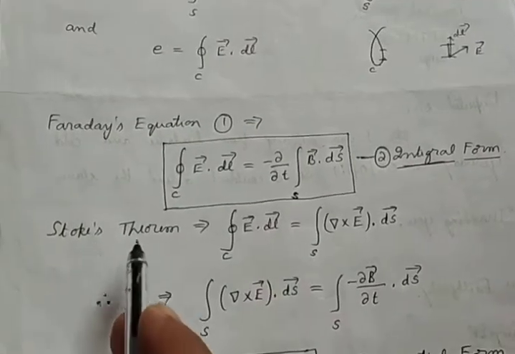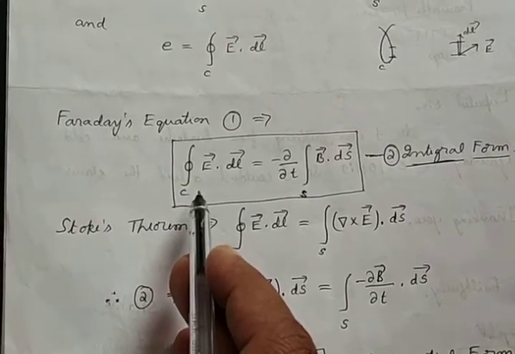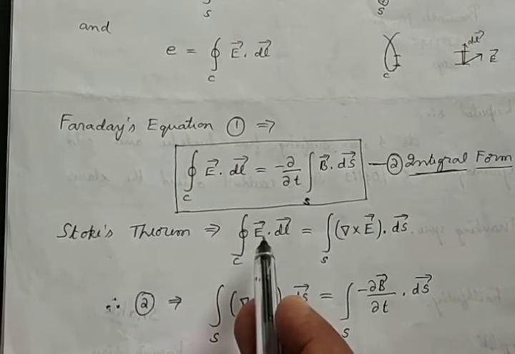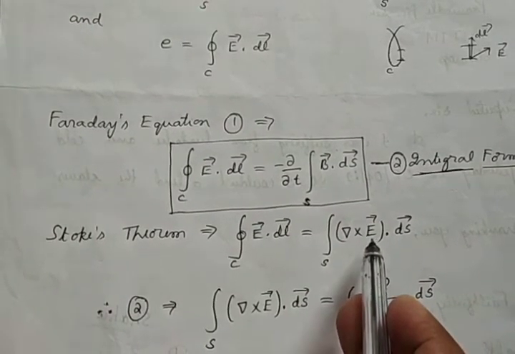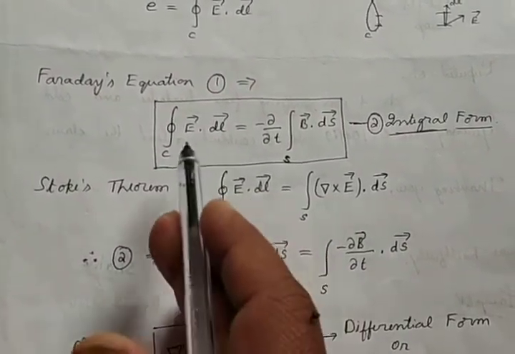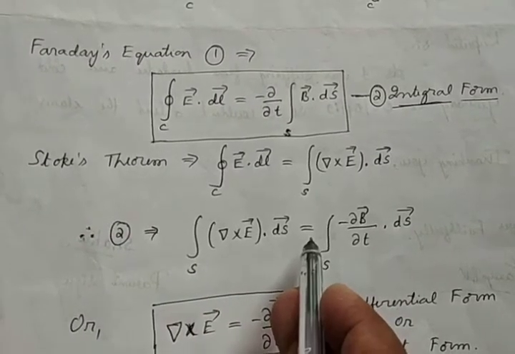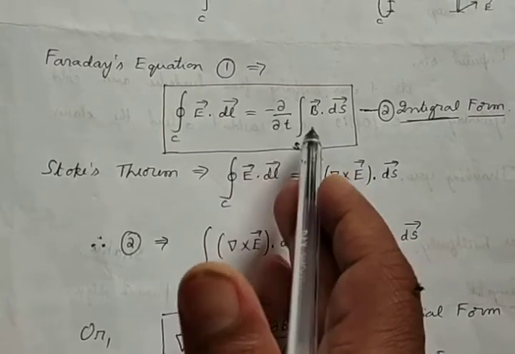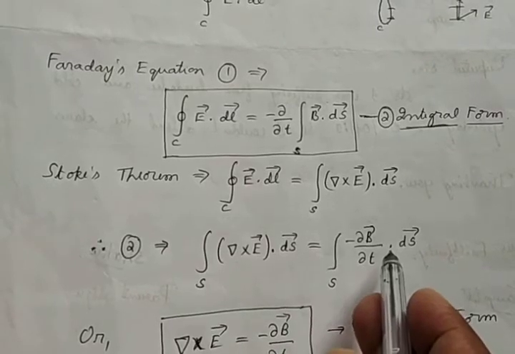Now let us apply Stokes theorem to the closed line integral. According to Stokes theorem, the closed line integral can be written as the surface integral of the curl of the vector. So the closed line integral of E bar dot dl bar is equal to the surface integral of the curl of E bar dot ds bar. This way we can rewrite Faraday's law now. The left hand side is the surface integral of the curl of E bar dot ds bar, equal to the surface integral of, here the derivative of the integral can be written as the integral of the derivative, so the derivative is taken inside, minus dou B bar by dou t dot ds bar.